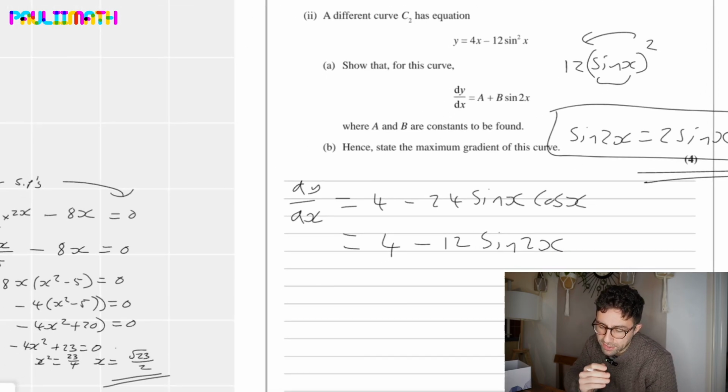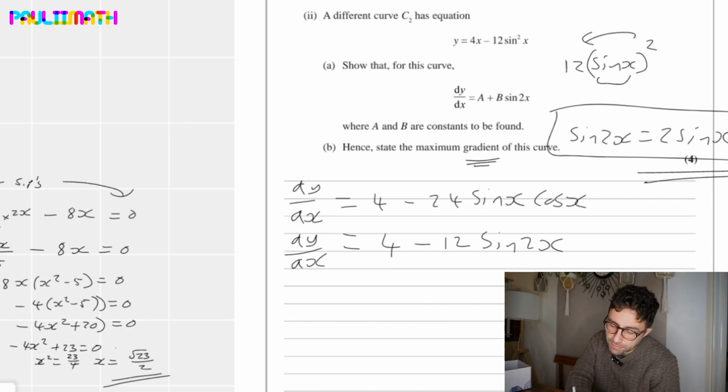Hence, find the maximum gradient of this curve. It's not wanting the maximum point. That is sneaky stuff, isn't it? Maximum gradient. So, oh, maximum set equals 0 maybe. No, you're not going to do that. Rather, it's saying, look at that. The highest, and it's to do with the sine.